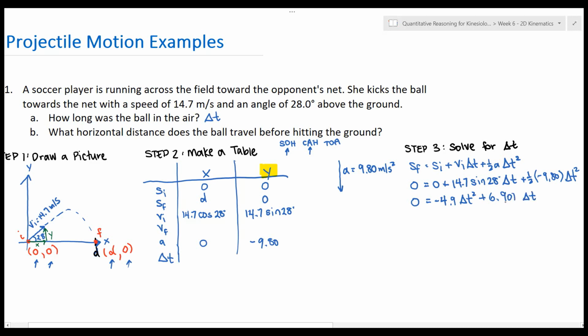This isn't my final answer, so I don't want to round too much, so make sure that you're not rounding this to 7, for example. That would be rounding way too much. So you just want to keep some extra digits there.